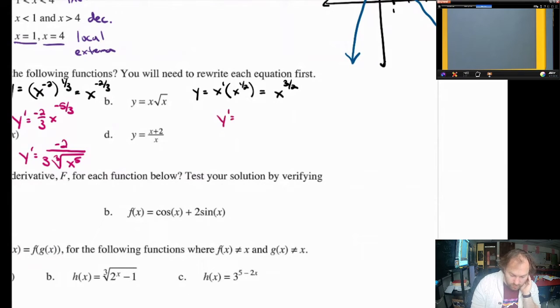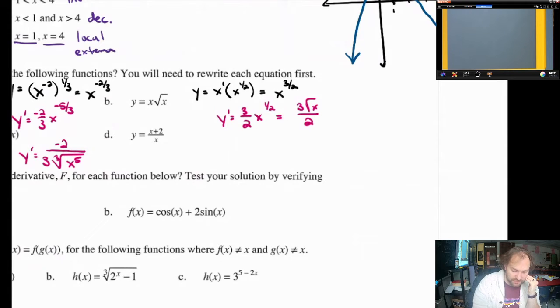So that's what we'll do. Y prime here will bring your 3 over 2 down in front, times x to the 1/2 power, 3/2 minus 1. We could rewrite this a little better. We can keep 3 on the top. Square root of x stays on top too, because that's not a negative exponent, so this would be the best answer, I think, for that question.